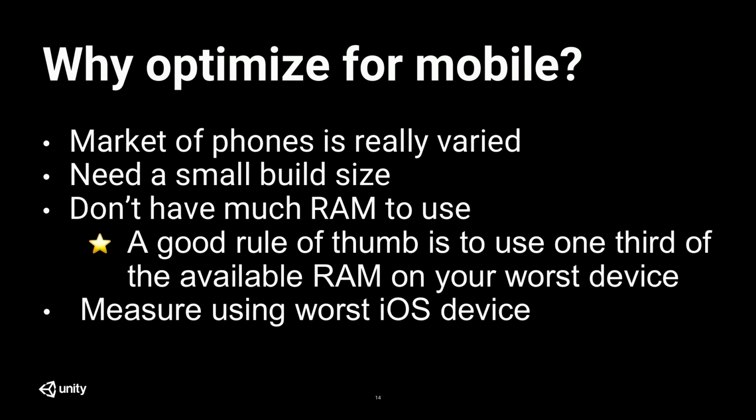And RAM. A good rule of thumb when we're talking about RAM is to use about 1/3 of the available RAM on your lowest end device. So if you're targeting low-end Android as your worst device, that maybe they have 1 gig of RAM, you'd want to be using about 350 megabytes as an absolute top limit so that you're not taking up all of their phone's RAM.